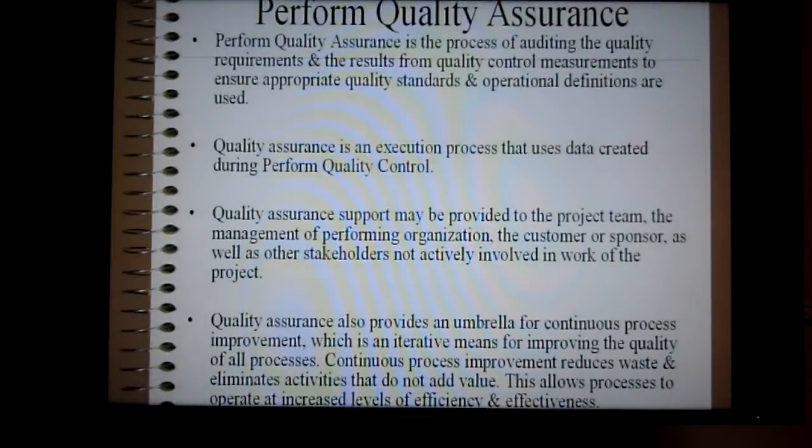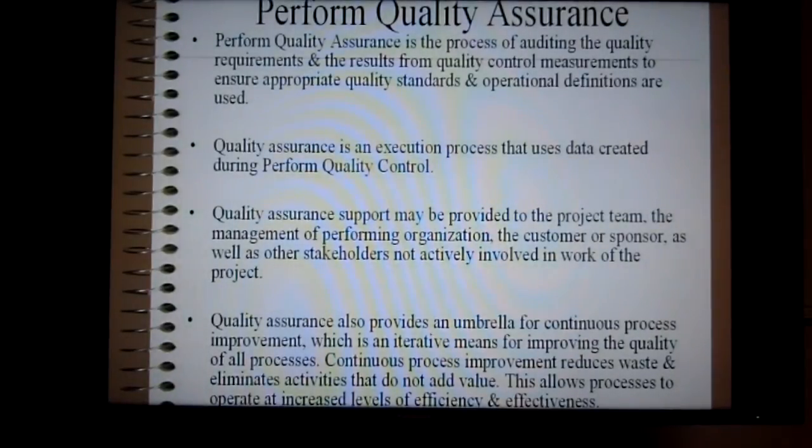We move on to the final step of our three-process quality management, which is perform quality assurance. Perform quality assurance is the process of auditing the quality requirements and the results from quality control measurements to ensure appropriate quality standards and operational definitions are used. Quality assurance is an execution process that uses data created during perform quality control. Quality assurance support may be provided to the project team, the management of performing organization, the customer or sponsor, as well as other stakeholders not actively involved in the work or project.